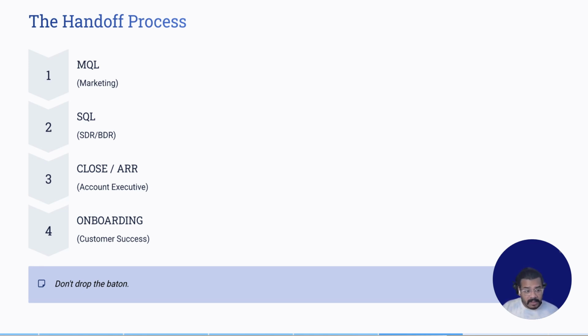Now there are certain friction points as well. The biggest problem in companies happens when these handoffs are very bad, right? So if the SDR books a meeting with a company that has no money, then the AE gets mad. If the AE promises a feature that does not exist, the CSM gets mad, right? So your job is to make sure that the baton doesn't drop, right? So you have to ensure there is a seamless transition at every stage.